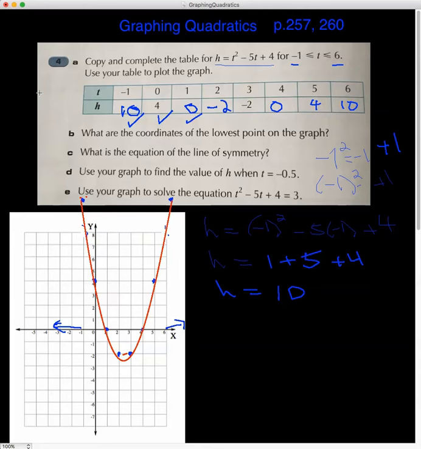Okay? So you have to graph all the way to the end of this point and this point because of these here, -1 and 6. Okay?